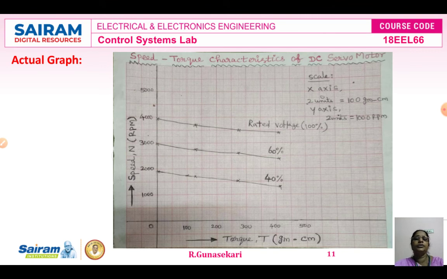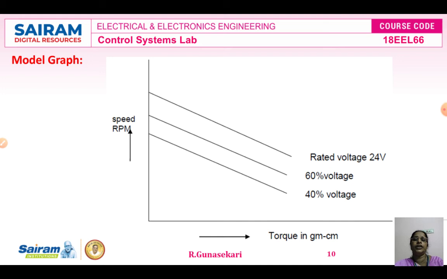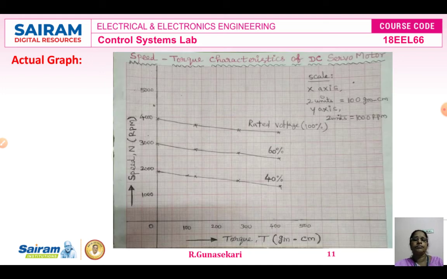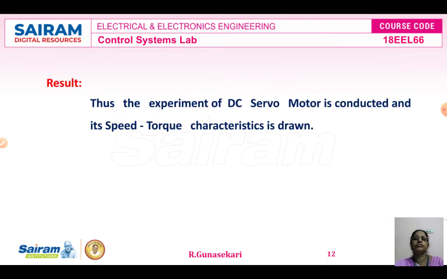Now you see the actual graph, which is similar to the model graph. In the actual graph, on the x-axis 2 units equal 100 gram centimeter, and on the y-axis 2 units equal 1000 RPM. From the tabular column, I note down all the readings and draw the speed torque characteristics of the DC servo motor. Now the result: the experiment on the DC servo motor is conducted and its speed torque characteristics are drawn.